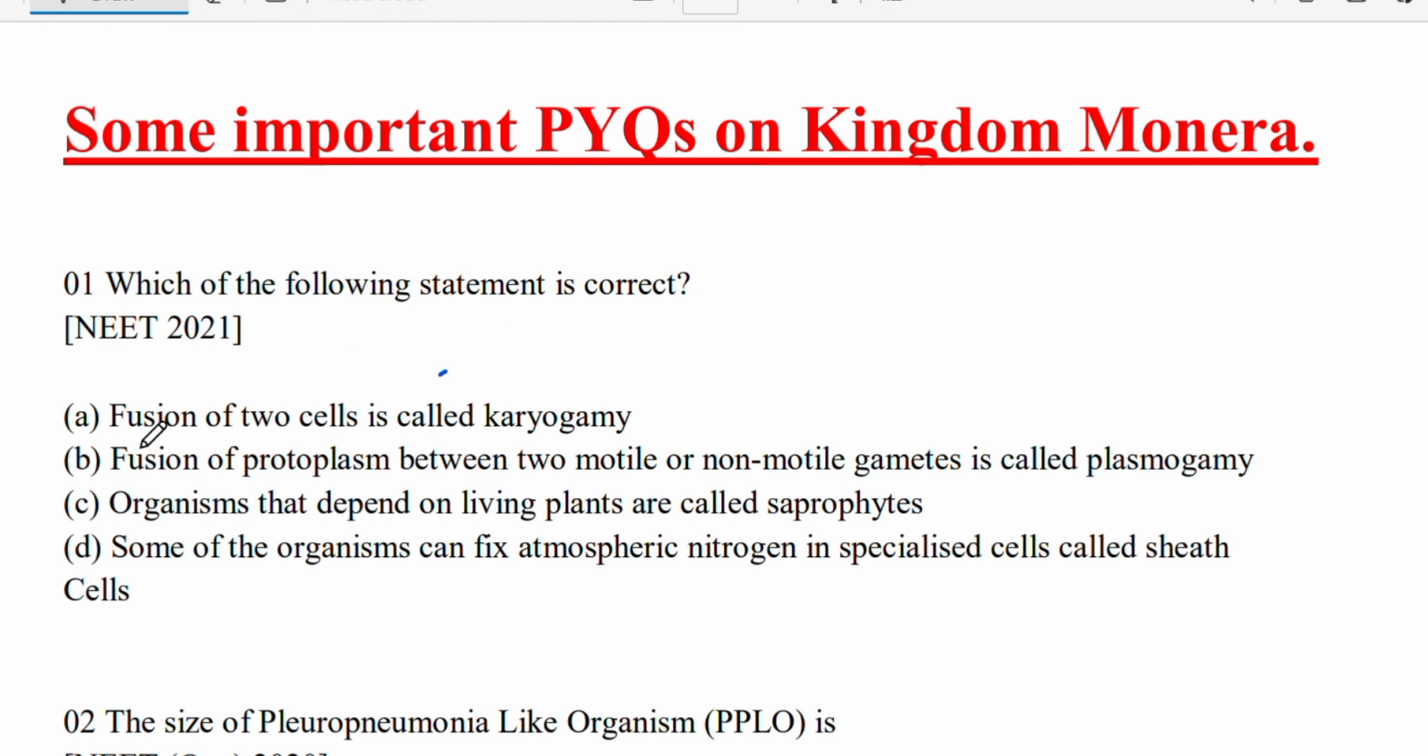Option A. Fusion of two cells is called karyogamy. Option B. Fusion of protoplasm between two motile or non-motile gametes is called plasmogamy. Option C. Organisms that depend on living plants are called sporophyte. Option D. Some of the organisms can fix atmospheric nitrogen in specialized cells called seed cell.